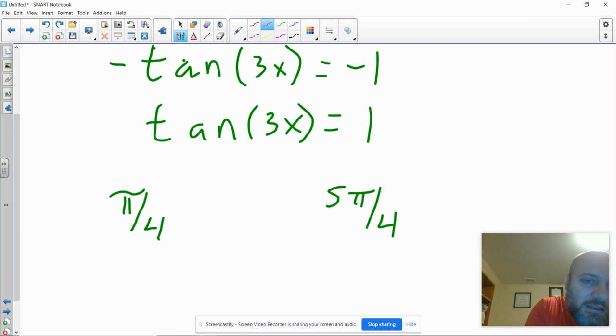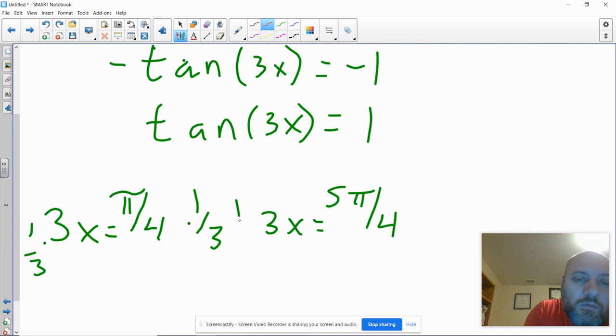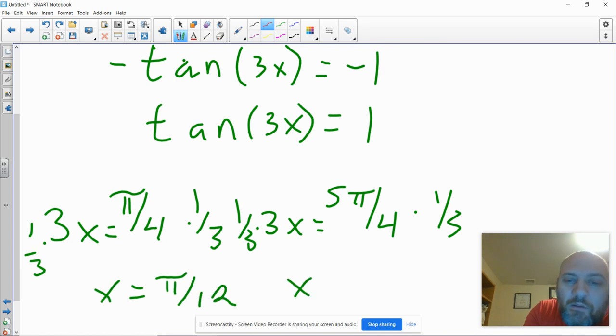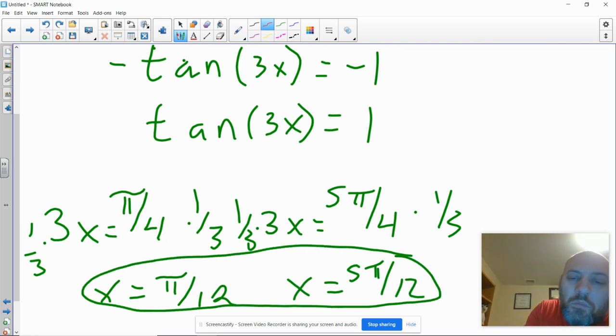However, I have inside parentheses 3x, so I need to know when x is going to equal a certain number multiplied by 3, so that the tangent of that number will equal 1. So I'm going to multiply both sides by 1/3 in both equations to solve for x, which gets you pi over 12 and 5 pi over 12. So those are the solutions to the solving competency.